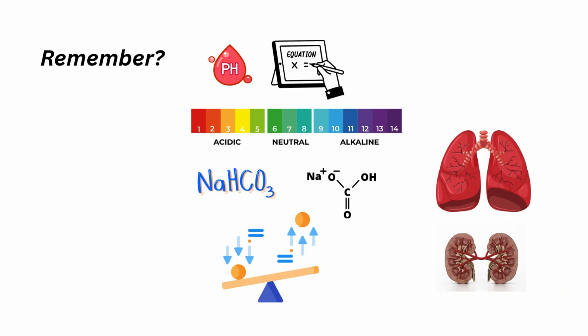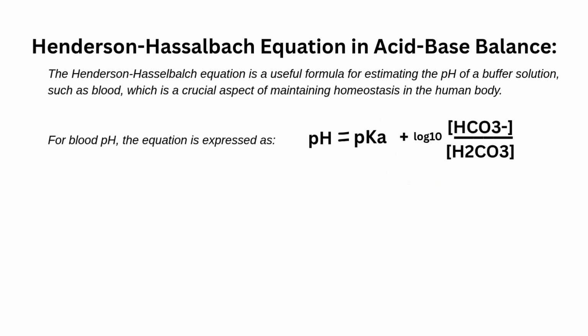Do you remember the equation? The Henderson-Hasselbalch equation is a useful formula for estimating the pH of a buffer solution, such as blood, which is a crucial aspect of maintaining homeostasis in the human body. For blood pH, the equation is expressed as pH equals pKa plus the log of the base over the acid.